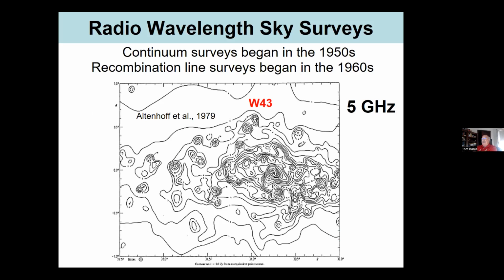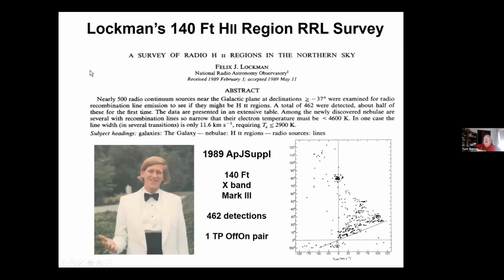And here's a 5 gigahertz map filled with contours. Jay Lockman used to call something like this the dreaded wiggly line syndrome. But while we were doing the helium-3 experiment, we often shared the telescope with Jay. And Jay pointed the 140 foot at 462 of those continuum bumps, basically all of the continuum bumps on Altenhoff's map in the galaxy that he could find. Most of the time he took one total power on-off pair and discovered 462 H2 regions.